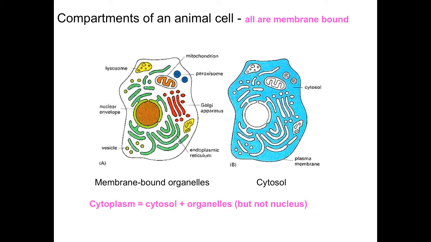So the cytoplasm we would consider is the cytosol plus all of the organelles, but not including the nucleus, whereas the cytosol includes everything in the cytoplasm, but not the membrane-bound organelles. Not a big distinction, but if you see those terms, I just want you to understand what they mean.